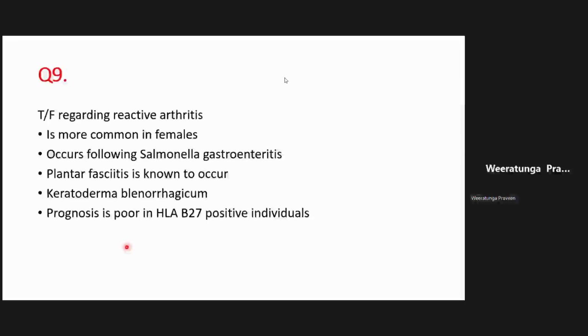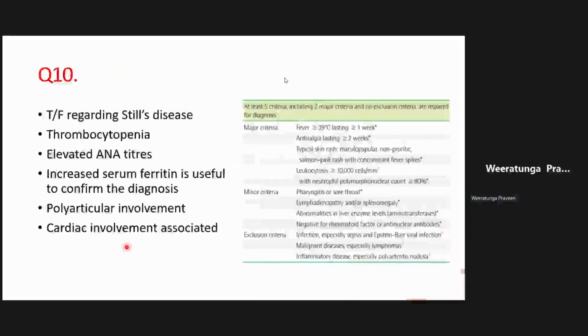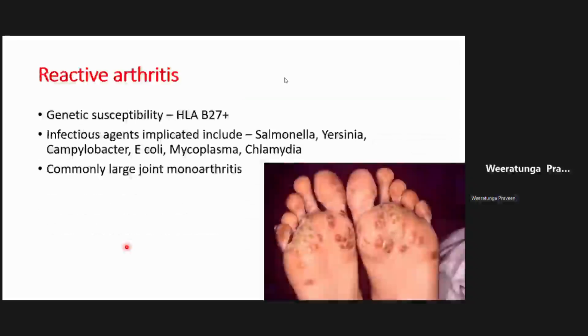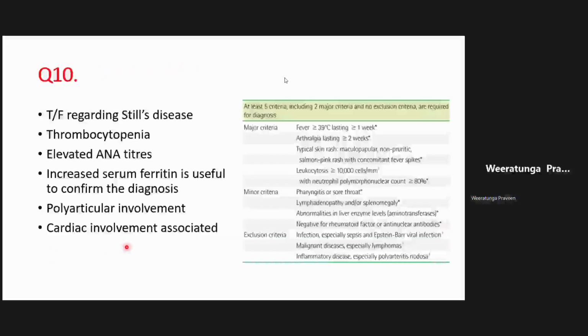Okay. This is not an area that is asked much, so I went through it quickly. But just remember the infectious agents that you get in association with reactive arthritis. And also remember it can present with a spondyloarthritis pattern or a monoarthritis pattern. And they also have these special skin manifestations, like keratoderma blennorrhagicum and circinate balanitis, which is a sort of penis inflammation, balanitis. Okay? Right. Any questions?